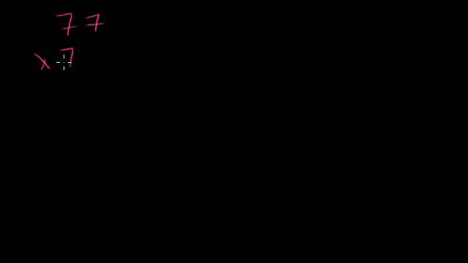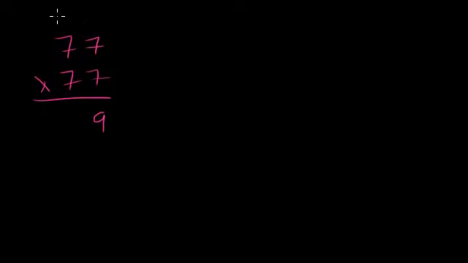77 times 77. 7 times 7 is 49. Put the 1 up there. 7 times 7, well, that's 49. Plus 4 is 53. There's nowhere to put the 5, so we put it down here. 7 times 7 is 49 plus 4 is 53.